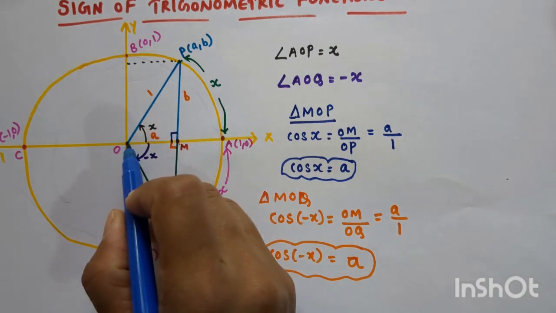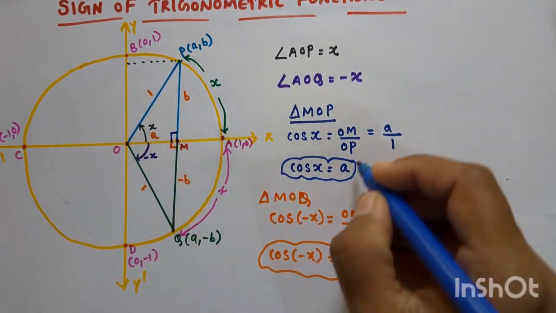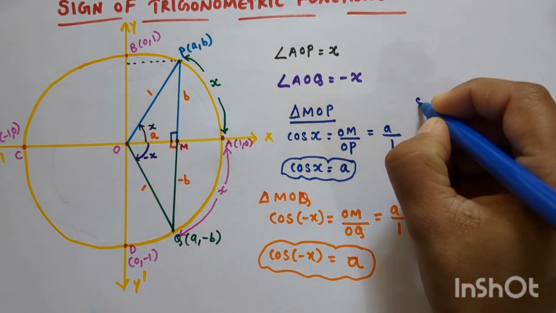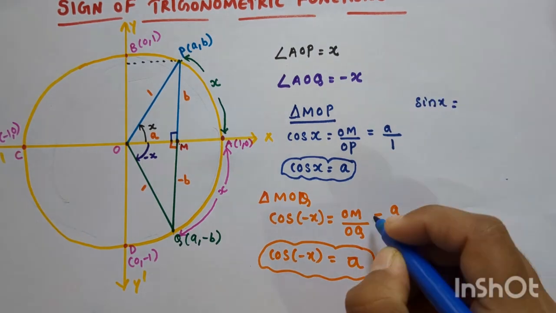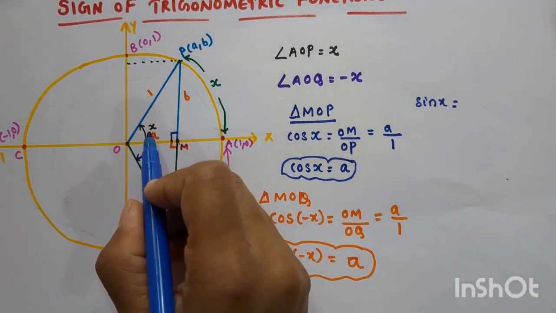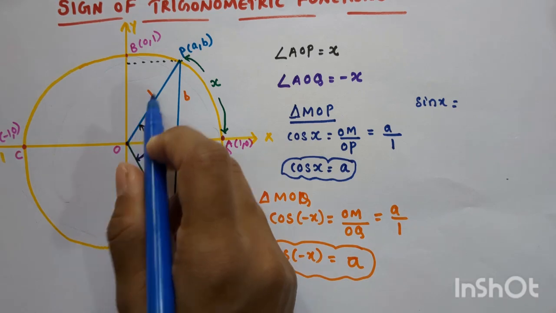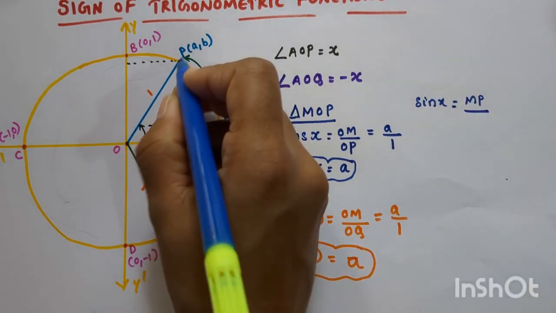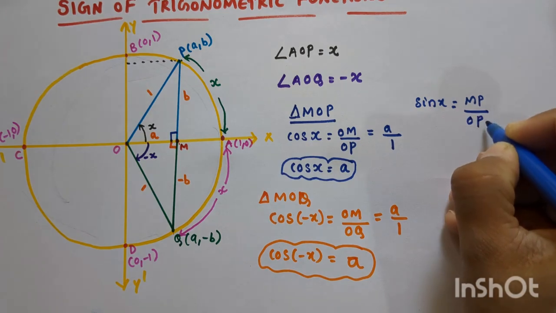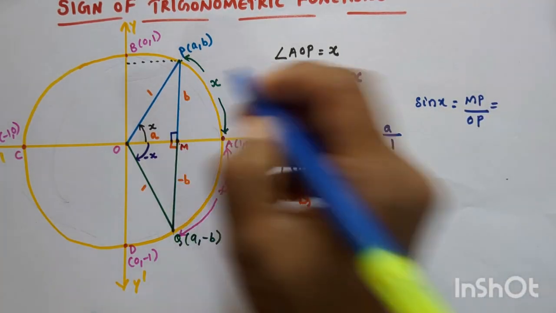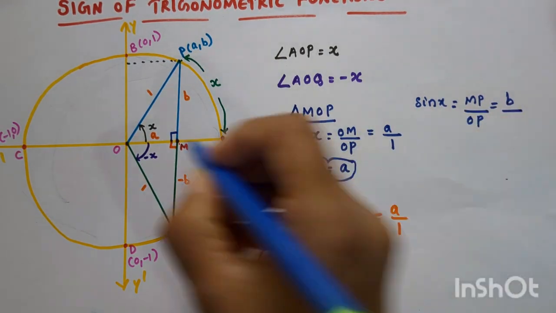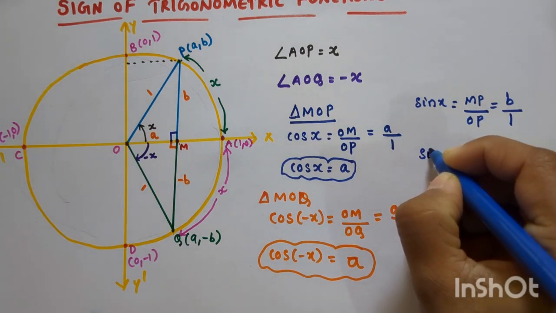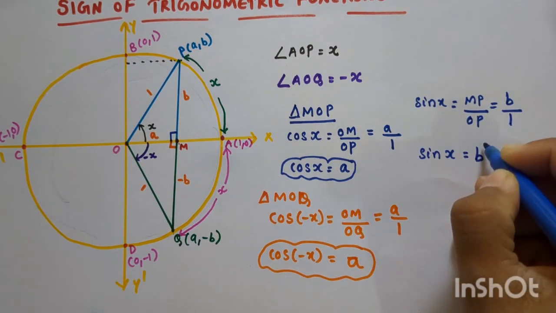Now I am considering again this triangle MOP. Here, what will be the value of sin x? Sin x is equal to the opposite side by the hypotenuse. The opposite side, MP or PM, divided by the hypotenuse, which is OP. MP has length B, divided by OP, which is 1. So here we can write sin x is equal to B.